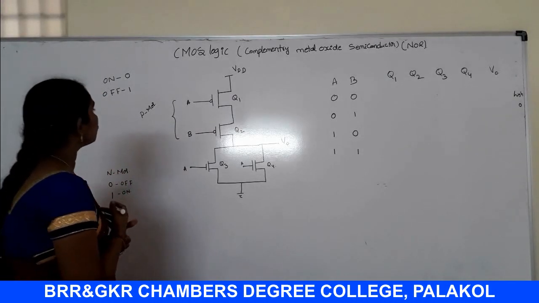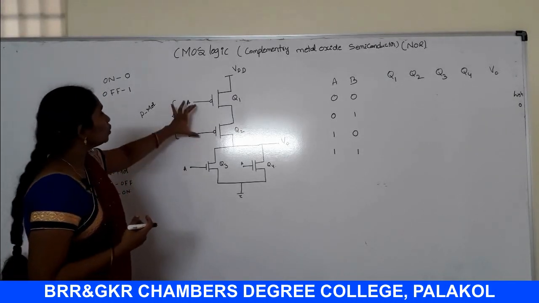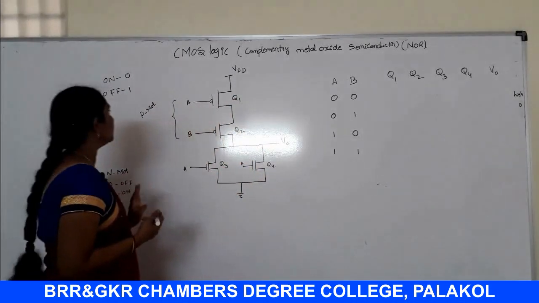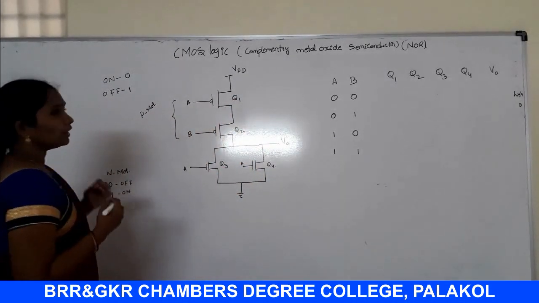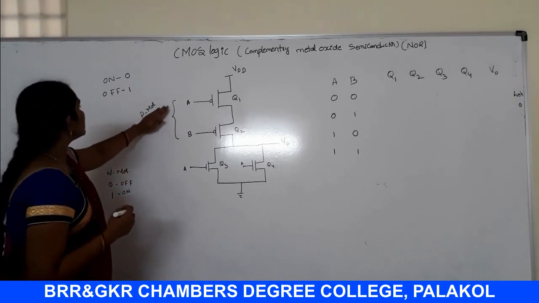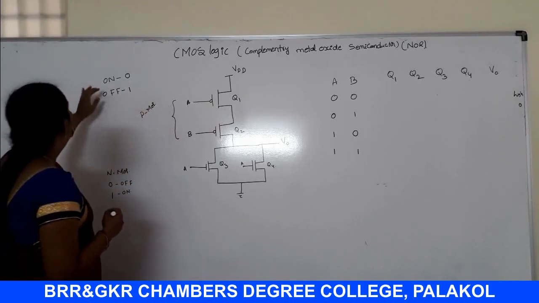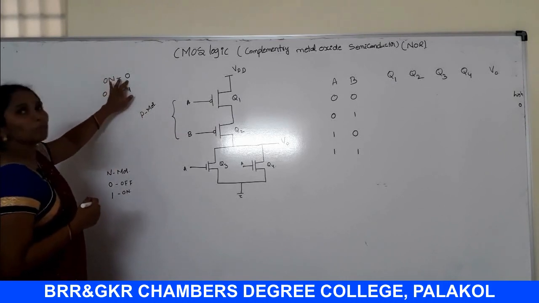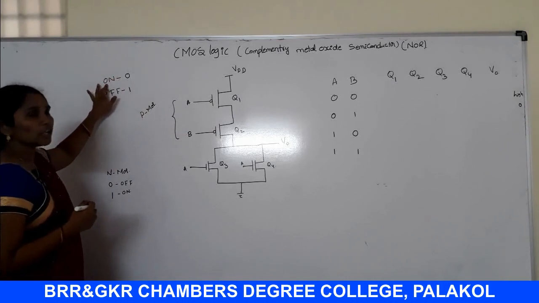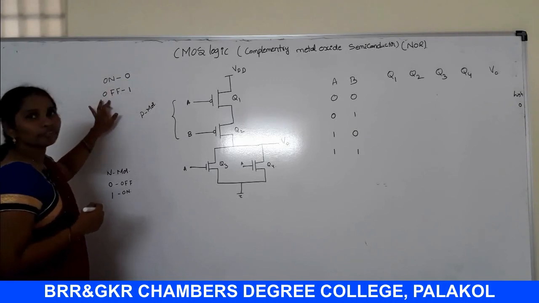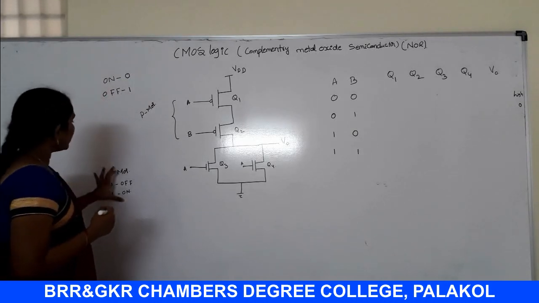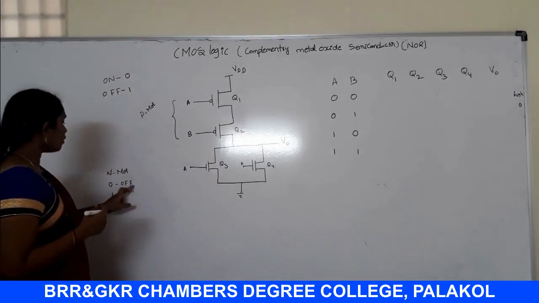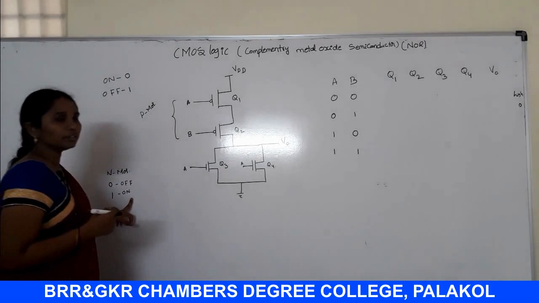Okay, first of all I have applied 2 inputs, so we will get 4 combinations here. One thing you have to remember: for the PMOS, 0 will be the on condition and 1 will be the off condition. And for the NMOS technology, 0 is off and 1 is on.